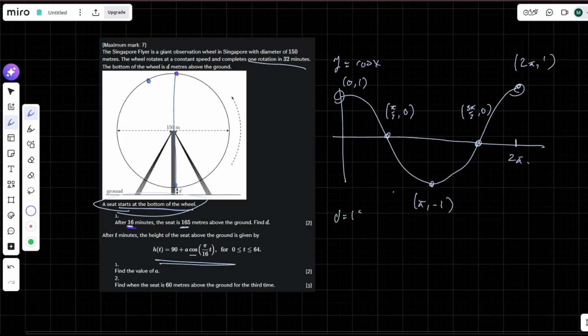D is 15. After t minutes, the height of the seat above the ground is provided by this function. Great, we've now got our trig function. Find the value of a.